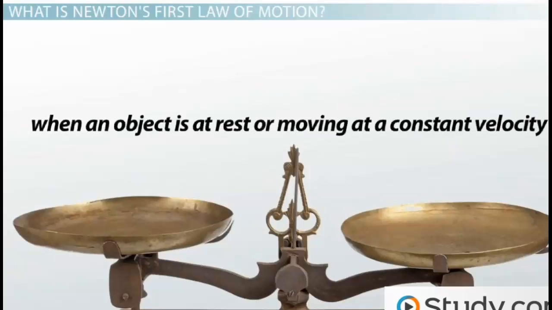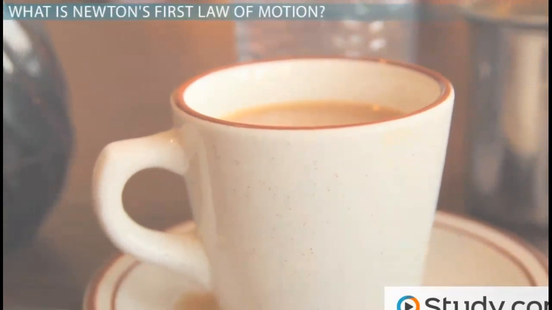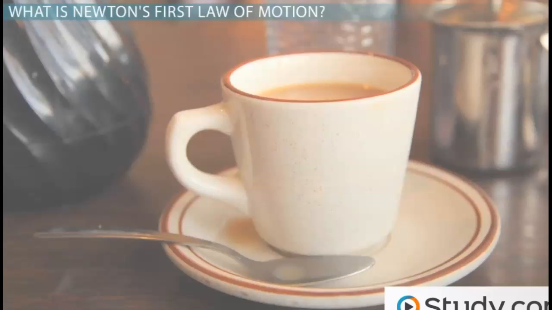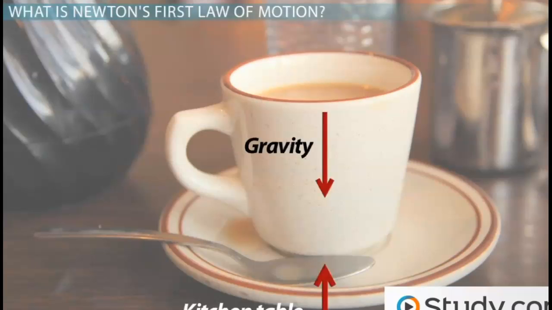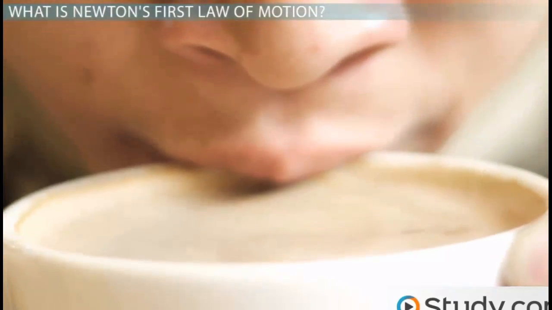When an object is at rest or moving at a constant velocity, all the forces acting on it are balanced. For example, my cup of coffee is resting on my kitchen table as I make this lesson. The force of gravity pulling down is balanced by the force of my kitchen table pushing up on my cup of coffee. Now, if I'm to move my coffee, I must apply an external force to disrupt the balance. Thank goodness my muscles are strong enough to apply such a force so I can enjoy my cup of coffee.